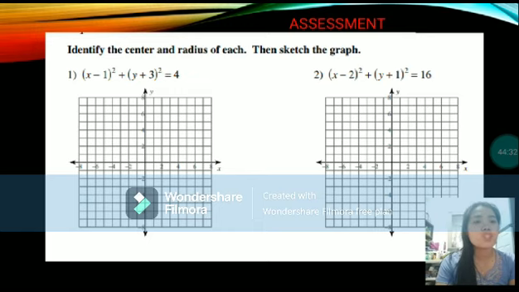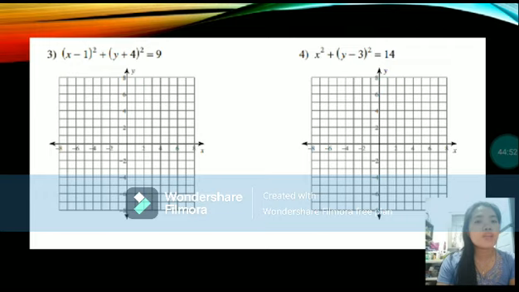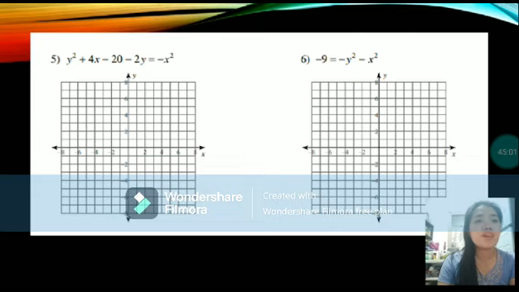Number 1, you have x minus 1 quantity squared plus y plus 3 quantity squared equals 4. Number 2, x minus 2 quantity squared plus y plus 1 quantity squared is equal to 16. Number 3, x minus 1 quantity squared plus y plus 4 quantity squared equals 9. Number 4, x squared plus y minus 3 quantity squared equals 14. Number 5, y squared plus 4x minus 20 minus 2y minus x squared.